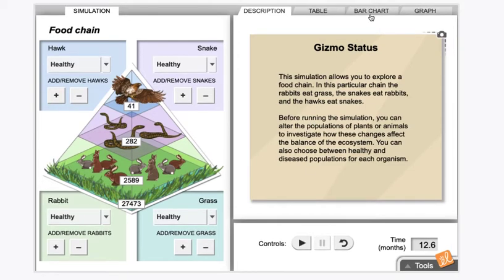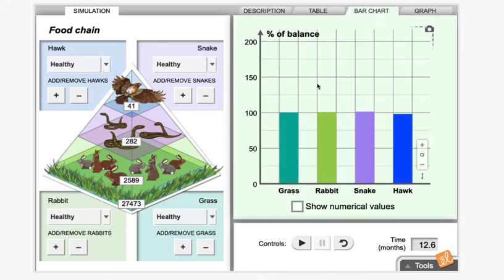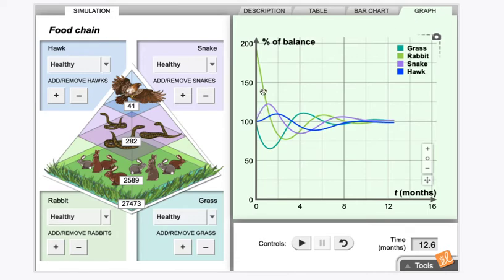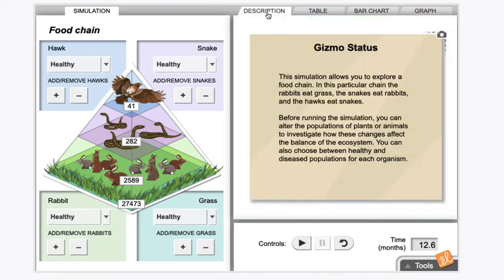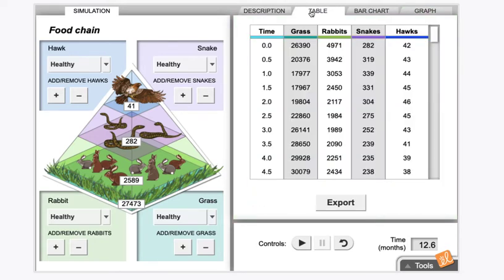I'm going to pause after about a year, 12 months, and now I can also look at the bar graph. The bar graph tells me what happens over time. Oh, it looks like there's a bit of a balance. Let's see if the graph will show me. It shows over here that over time, what is happening? It looks like they're starting to, interesting. This is a little easier to understand. The T-chart table is a little bit easier to understand.